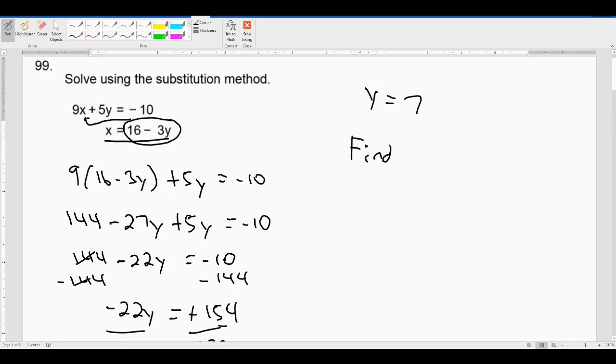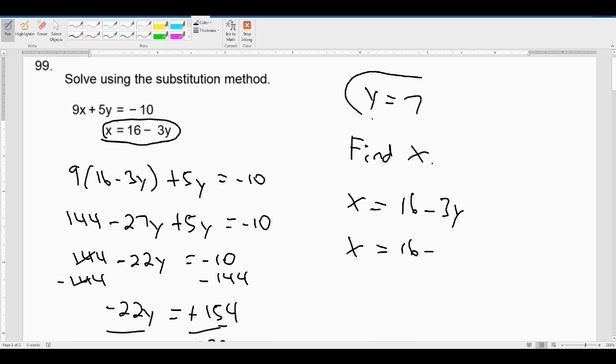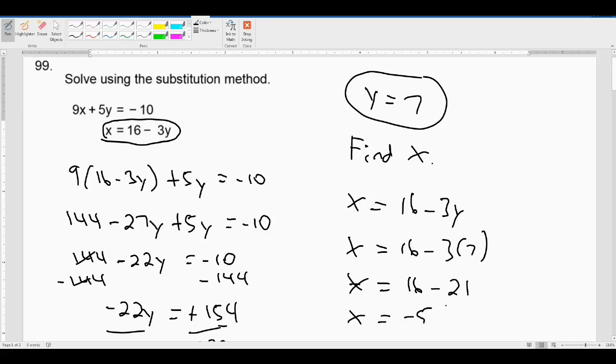Now we need to find x. It doesn't matter which equation you use, but this one is by far easier to find x, so I'm going to use that one. We have x equals 16 minus 3y, and we know what y is because we just found it. It's 7. And then 3 times 7 is 21, and x equals negative 5.